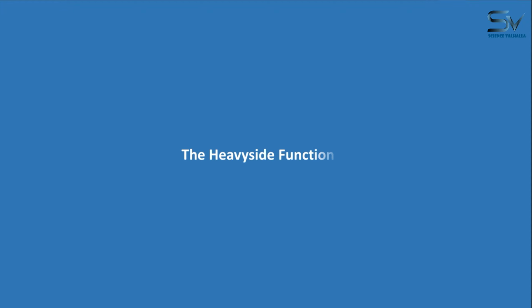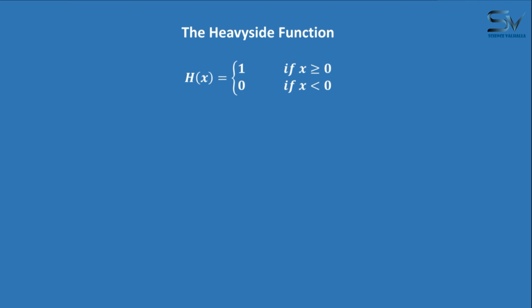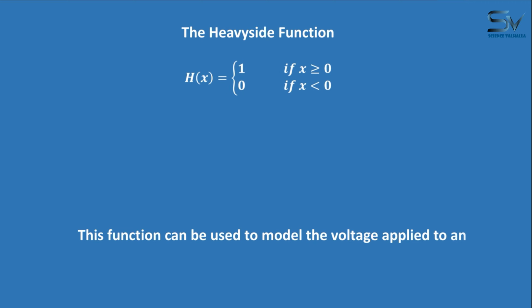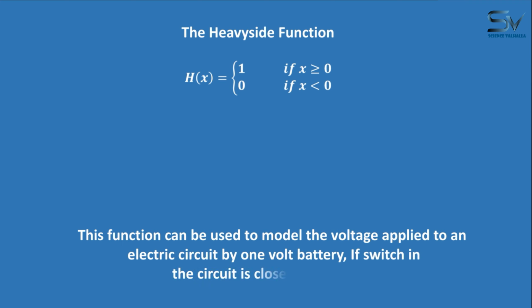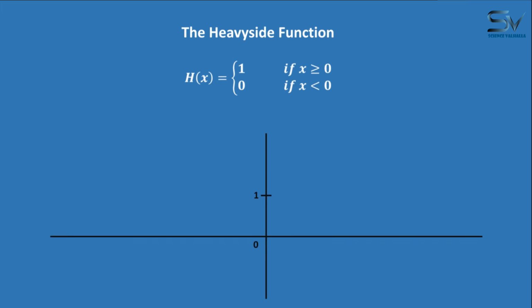Another example is the Heaviside function. This function can be used to model the voltage applied to an electric circuit by a 1-volt battery, if a switch in the circuit is closed at time t equals 0. This function has two formulas. The first formula is 1, if x is greater than or equal to 0, and the second formula is 0, if x is less than 0. Let's draw the graph of this also.